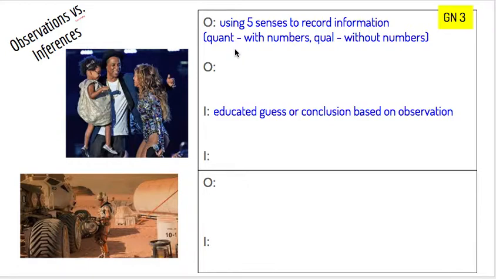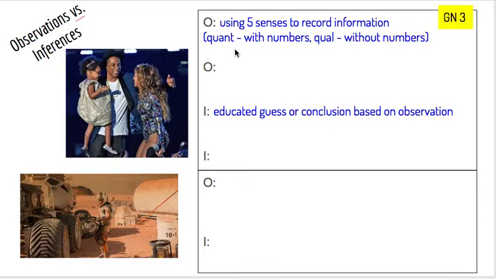Qualitative versus quantitative observations. Based on what you see, you can make an educated guess or conclusion. So for the picture on the left, we might infer that these 3 people are at a concert because we see lights, but we don't know that for sure. We may infer that it's Beyonce and Jay-Z and their daughter Blue Ivy, but we don't know that for sure. Could be a wax figurine. We could assume that they are a family. We could assume that they are a happy family, but we don't know for sure.